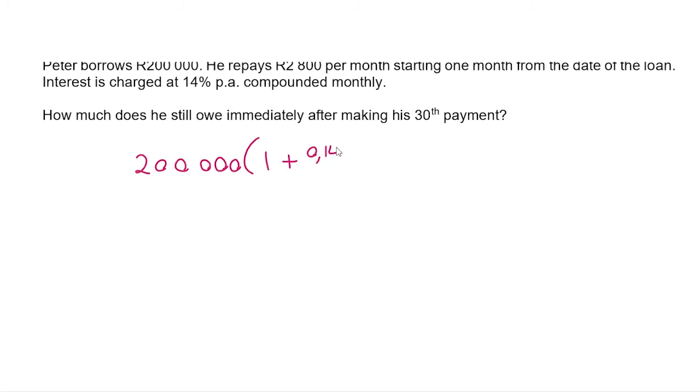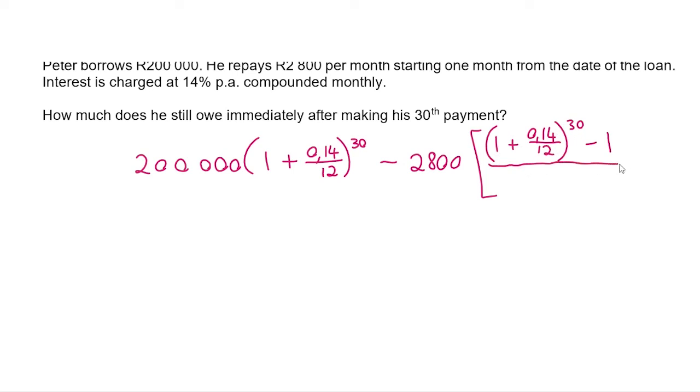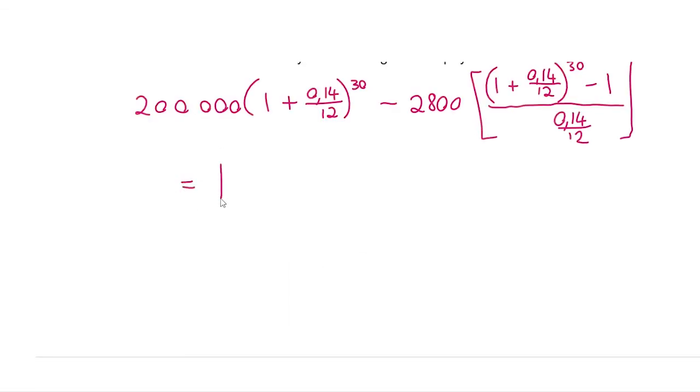Now it's 14% per annum, but we want to work it out monthly. And so we're going to put on 30 months worth of interest. And from that, we must subtract the future value of 30 payments of 2,800 Rand. And the formula for future value, 1 plus I to the n minus 1 over I. I is 0.14 over 12. And let's work all of that out. And we get 183,352 Rand and 18 cents.